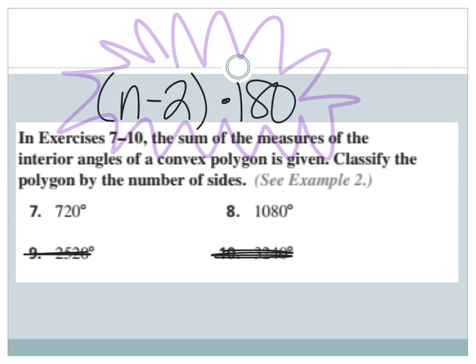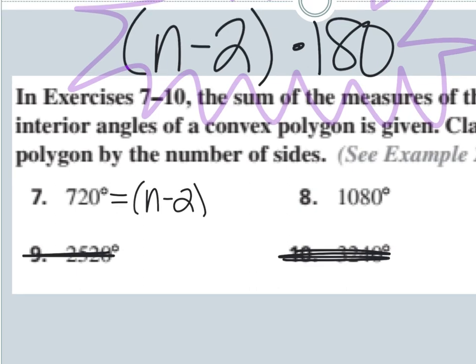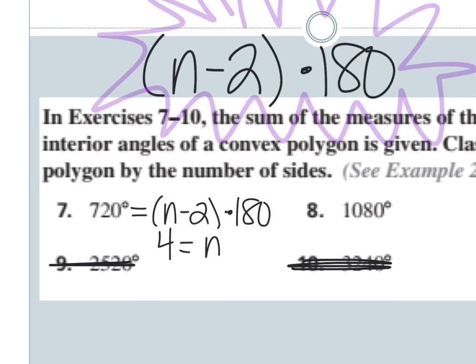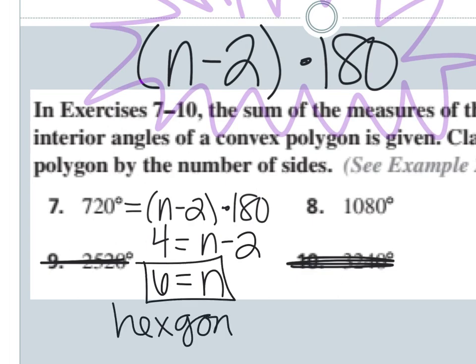Looking at number 7, I'm going to set this equal to n minus 2 times 180. To solve for n, the number of sides, we're going to divide both sides by 180. When I do that, I end up with 4 equals n minus 2. To get n by itself, we add 2 to both sides. 6 equals n. So I have 6 sides, also known as a hexagon.